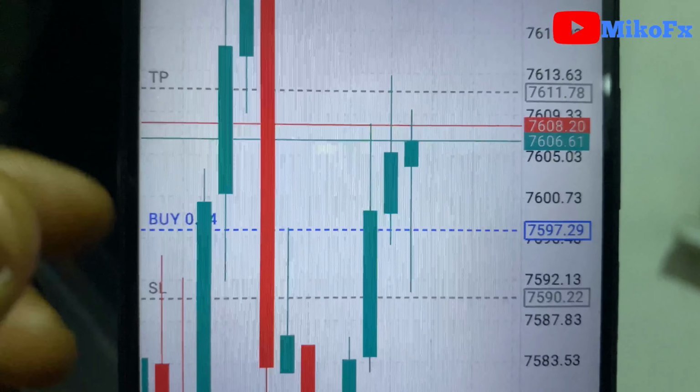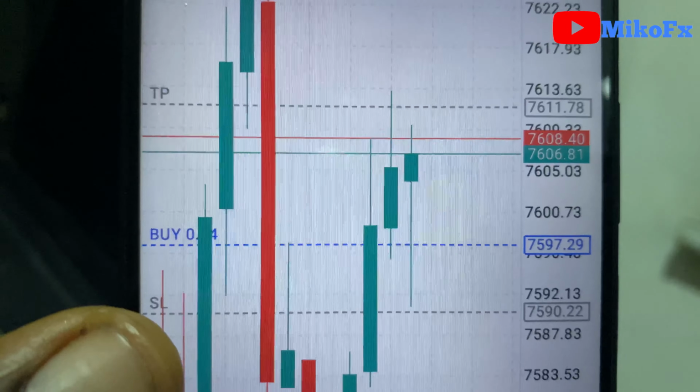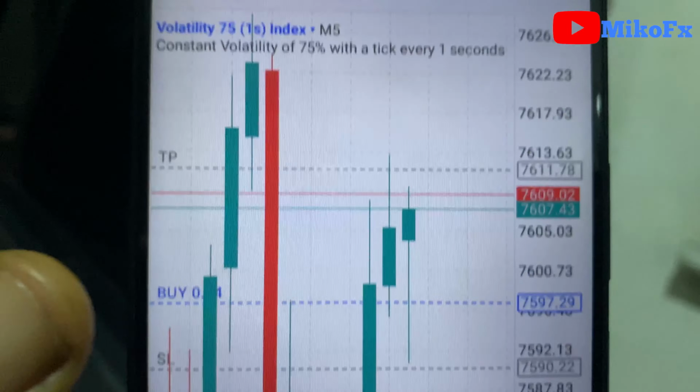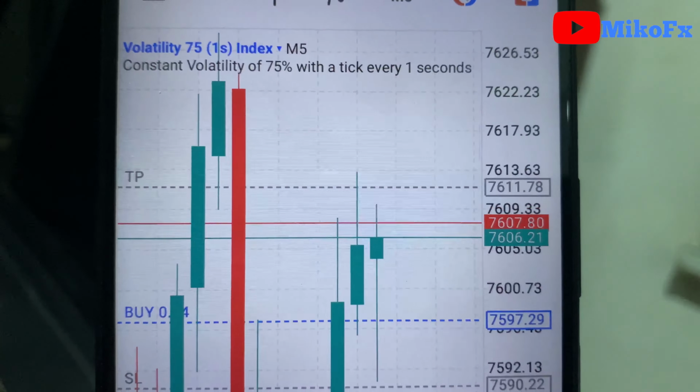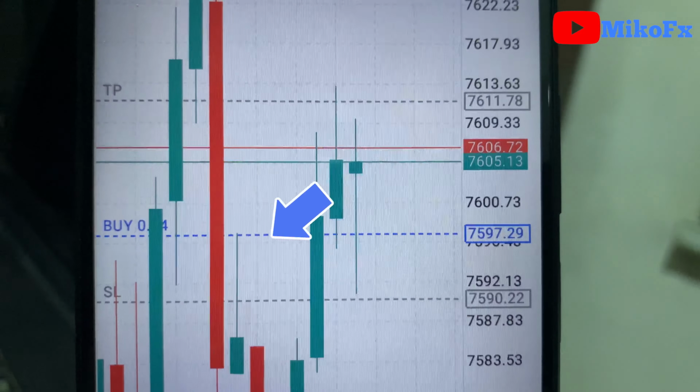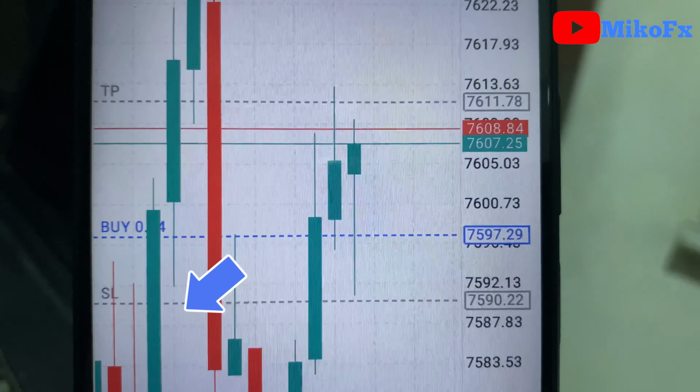Okay, guys, this is the second trade. First trade moved so fast, so I wasn't able to record it. This is the Volatility 75 1s index. This is where I bought the asset. This is my take profit, and this is my stop loss.